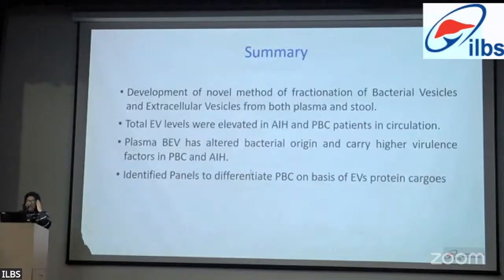To summarize this study, we have developed a novel method to fractionate bacterial vesicles and EVs from both plasma and stool. Total EVs are elevated in both AIH and PBC, but their cargoes are different in the two populations. The plasma EVs have altered bacterial origin and they carry different virulence factors. And we can design or validate our panels to differentiate PBC on the basis of EV protein cargoes.